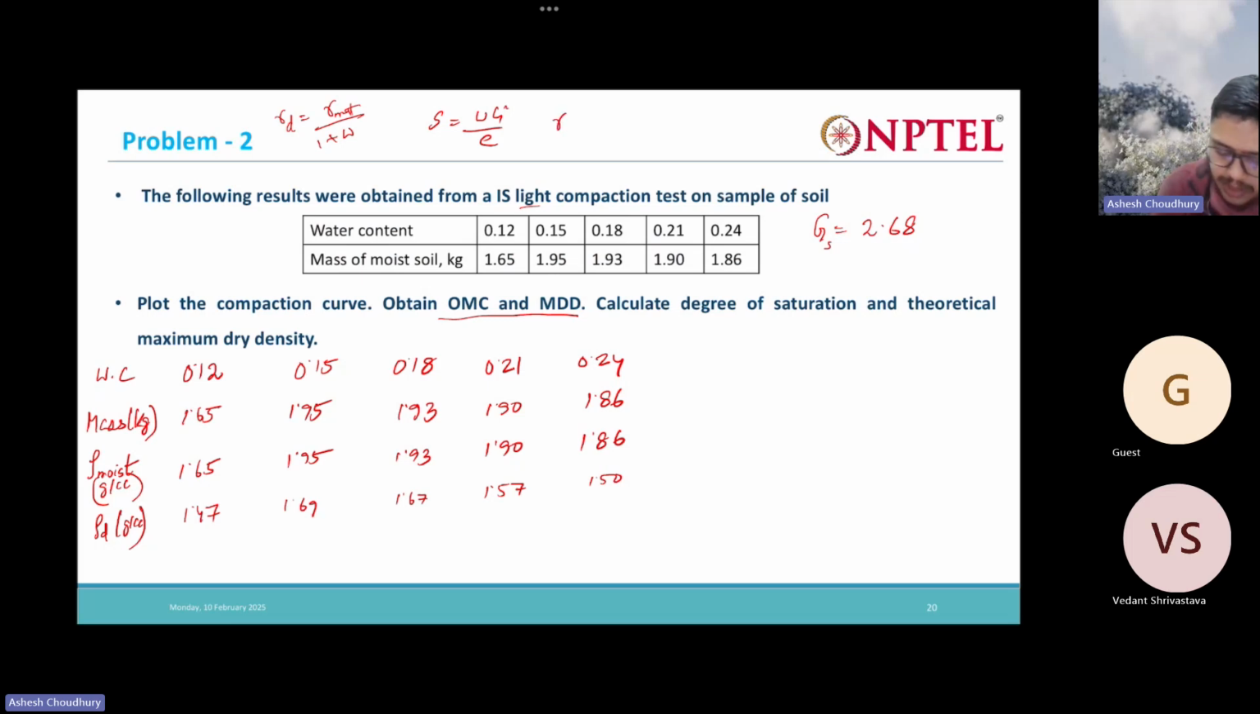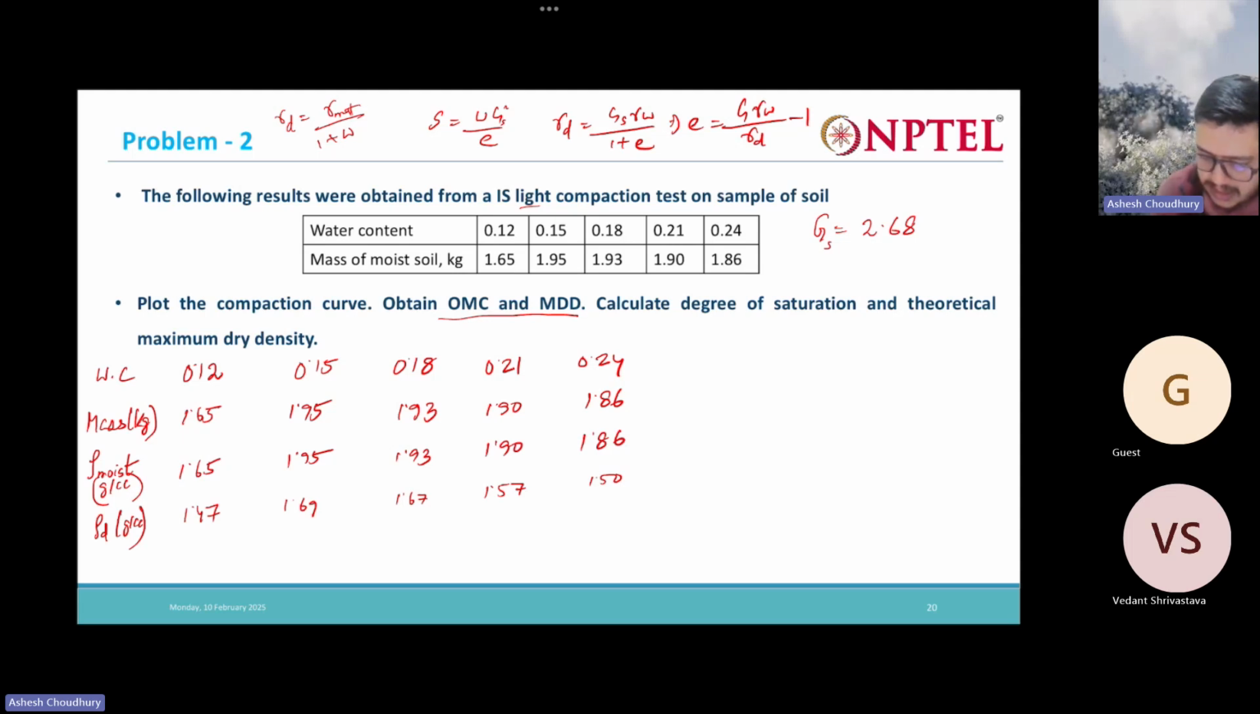Now what is the dry unit weight? γd = Gs γw / (1 + e). So from here I can get e = Gγw/γd − 1. So using that, all these gammas are unit weights, right? But here you can see the units, so take care of the units while you do it.